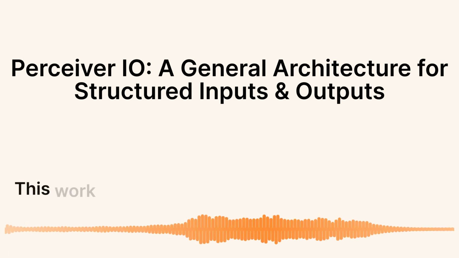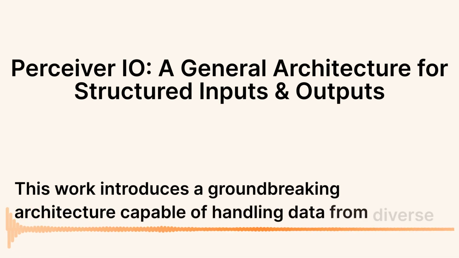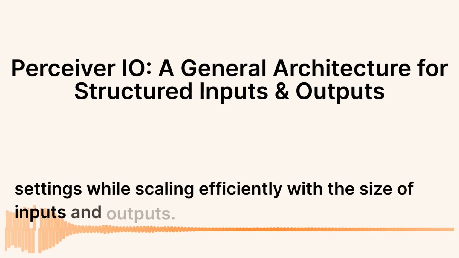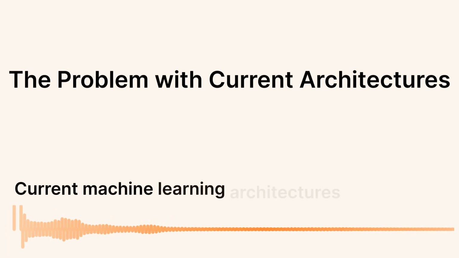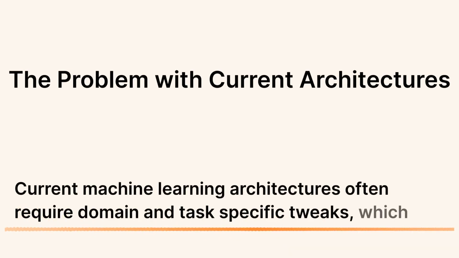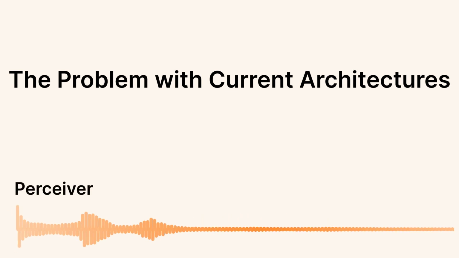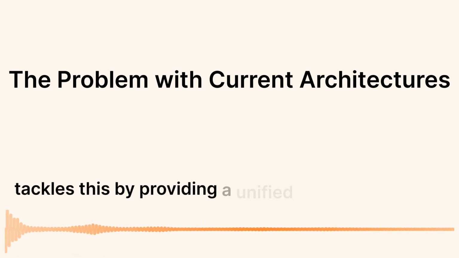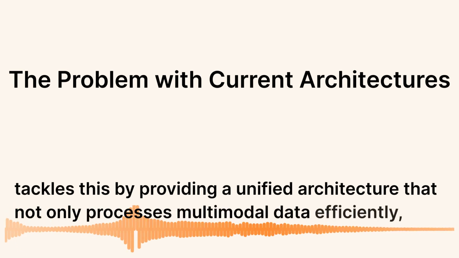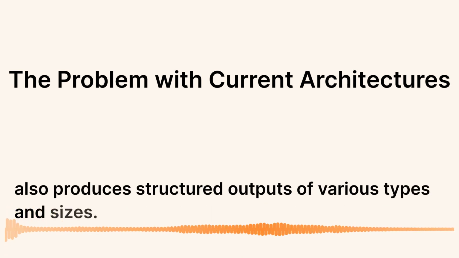Today, we're discussing a fascinating paper titled Perceiver I/O, a general architecture for structured inputs and outputs. This work introduces a groundbreaking architecture capable of handling data from diverse settings while scaling efficiently with the size of inputs and outputs. Current machine learning architectures often require domain and task-specific tweaks, which limit their generality and scalability. Perceiver I/O tackles this by providing a unified architecture that not only processes multimodal data efficiently, but also produces structured outputs of various types and sizes.